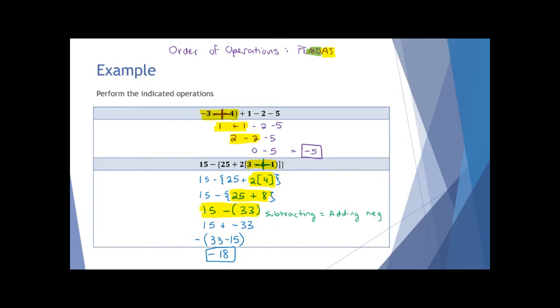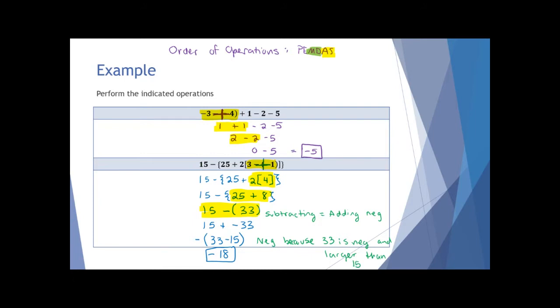So you can write a little note, and then I have 15 plus negative 33, and I did 33 minus 15, but it's negative. You can say neg, I just abbreviate negative as neg, because 33 is negative and larger than 15. So you can write little notes to yourself to help you remember the rules that you're doing in order to simplify.